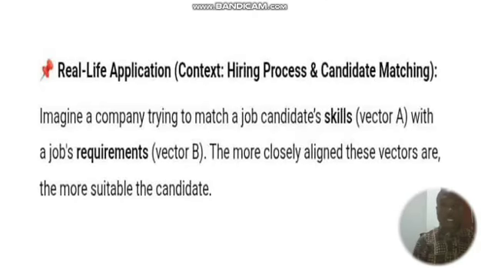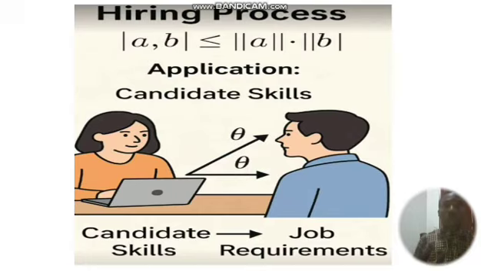A real life application is the hiring process and candidate matching. Imagine a company trying to match a job candidate's skills vector A with a job requirement vector B. The more closely aligned these vectors are, the more suitable the candidate. Take an example from the diagram, which is the hiring process. The magnitude of the inner product of vectors A and B is less than or equal to the norm of A times the norm of B.